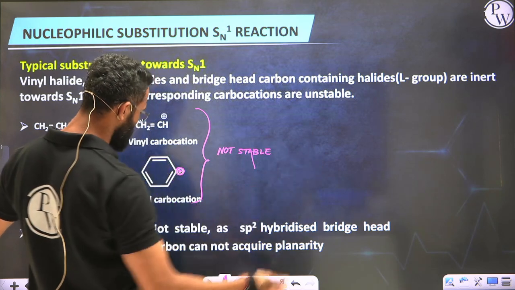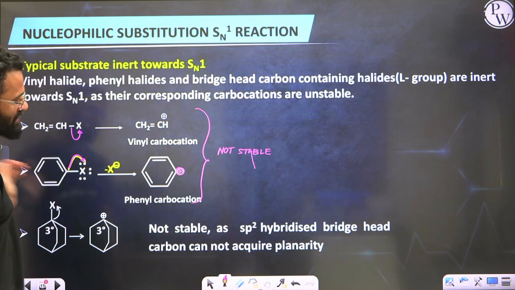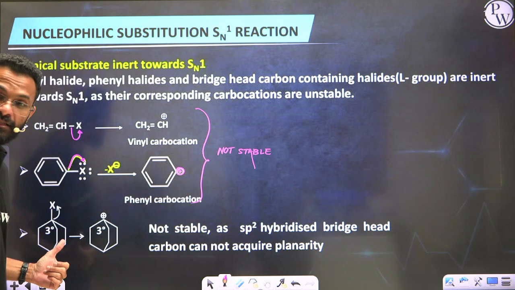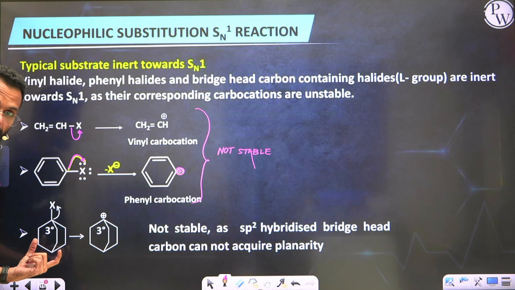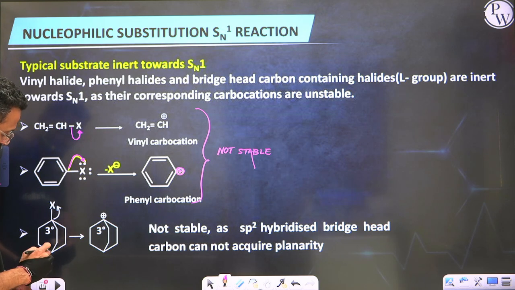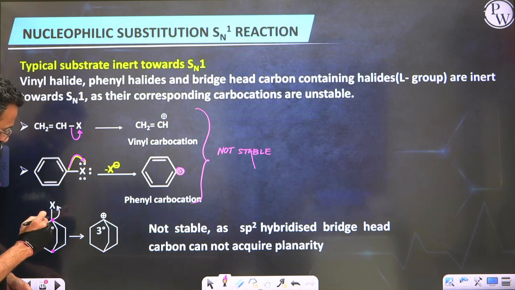Because they are not stable, they will not undergo SN1 type of reaction mechanism. Likewise, the third substrate that we have over here, everyone see this carefully. I have got some bicyclic compound. In a bicyclic compound, the two common carbons where the three bridges are connected are called bridgehead carbons. So now we have got a halogen, meaning a leaving group, present at the bridgehead carbon.